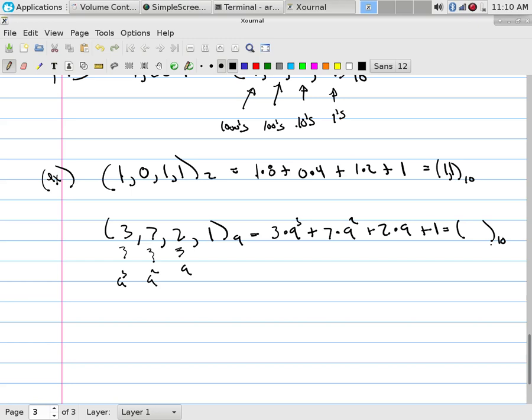9 cubed is the same thing as 3 to the 6th, right? 3, 9, 27, sorry. Probably should do that quickly. I'm being lazy. But you can take that out, and going to base 10 is trivial. How do we go the other way?